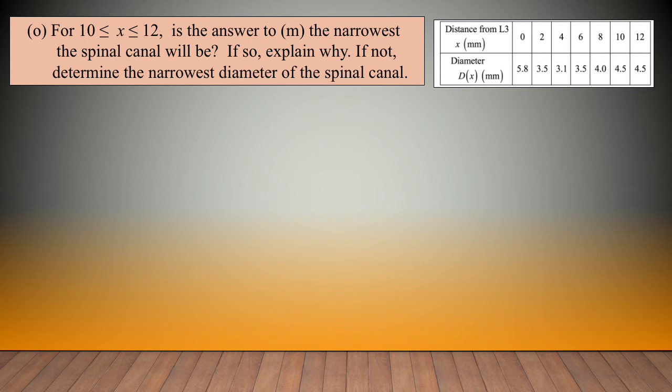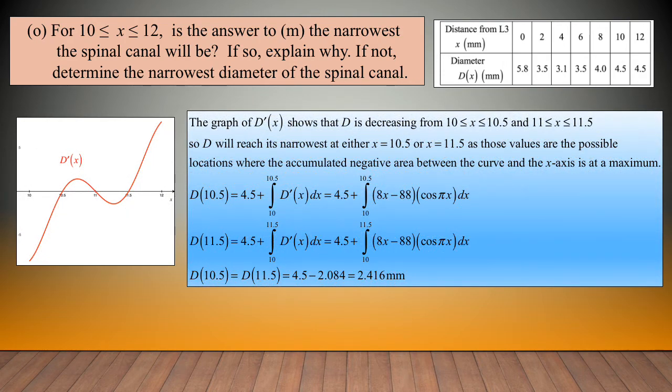Part O reads, for x between 10 and 12, is the answer to part M the narrowest the spinal canal will be? If so, explain why. If not, determine the narrowest diameter of the spinal canal. To do this, we look at a graph of D prime of x, shown in red. And we see that D prime of x is negative between 10 and 10.5, and then again at 11 to 11.5. And that means that D is decreasing from x running from 10 to 10.5 and 11 to 11.5.